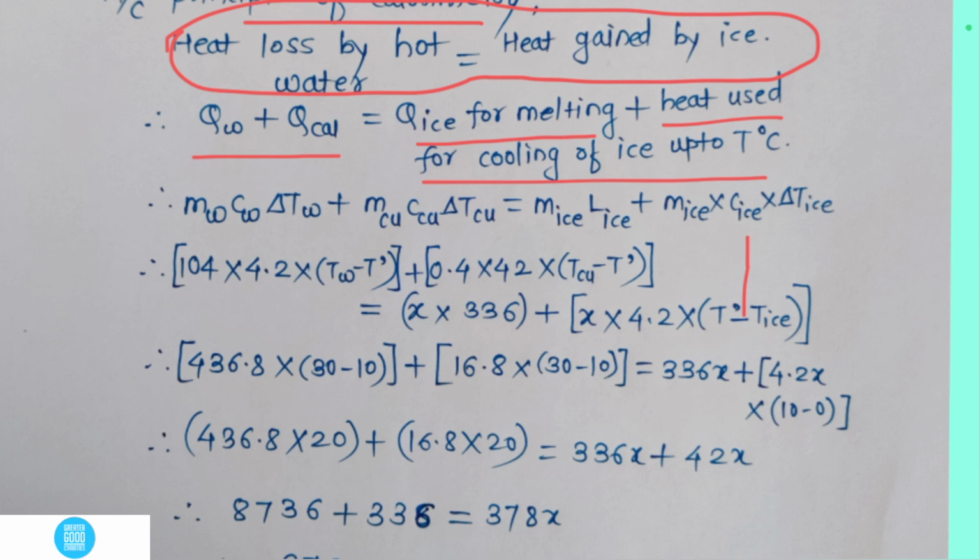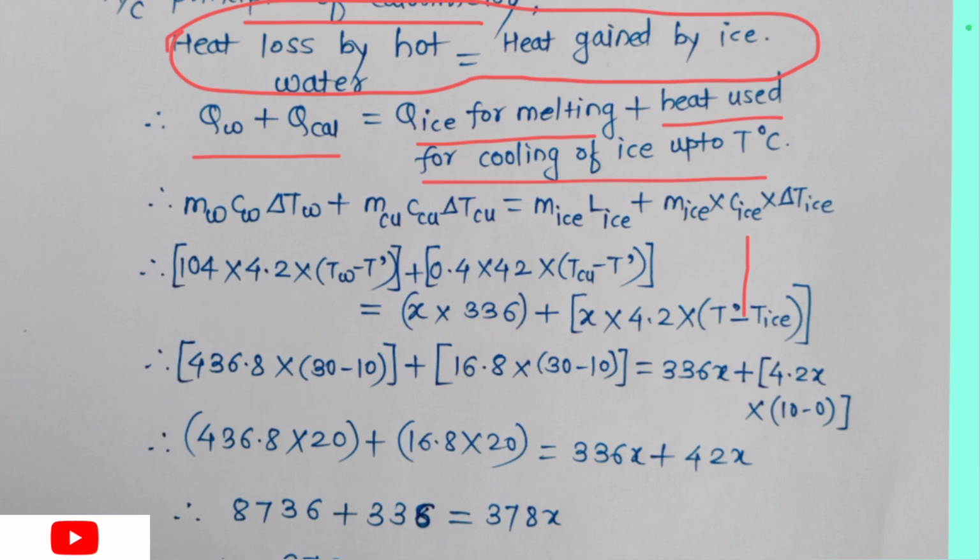Now most of the students are going to miss this step, that they directly write the heat used by the ice for heating. Okay, when they know that whatever is given in the question is that the ice was at 0 degrees Celsius initially and now its temperature becomes 10 degrees Celsius, they apply only one formula, that is mc delta t.